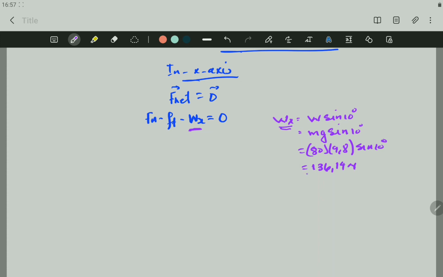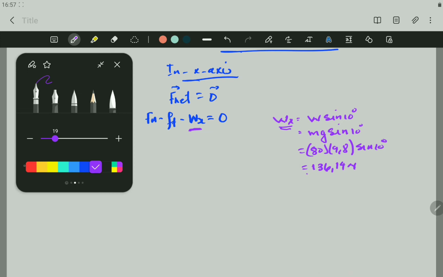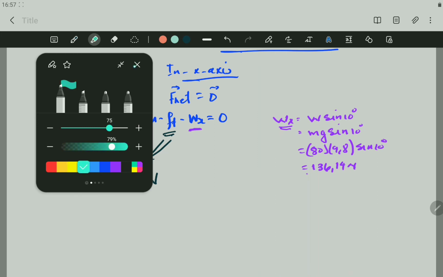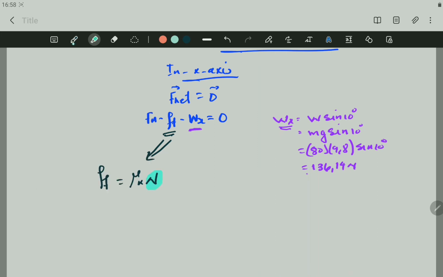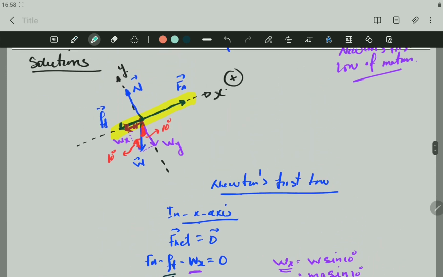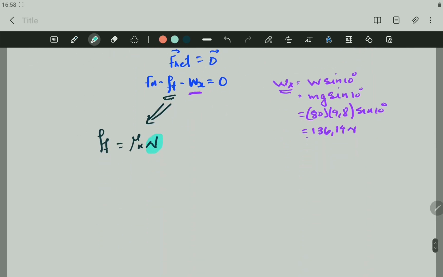Okay, so that number is there, but we also don't have the frictional force. So let's look for frictional force. The formula for frictional force is the kinetic coefficient of friction multiplied by the normal, and here once more we don't have the normal force. So where are we getting the normal? We go back to our free body diagram, and we see the normal is on the y-axis. So we are going to apply Newton's law in the y-axis.